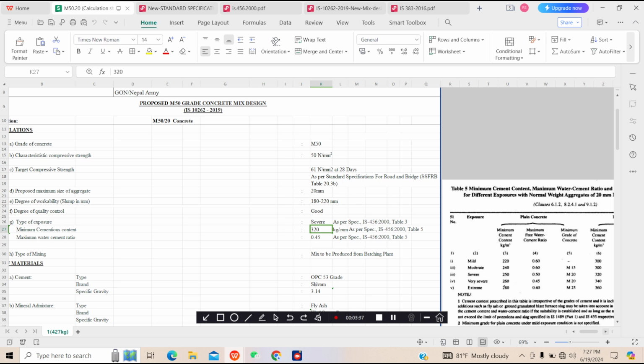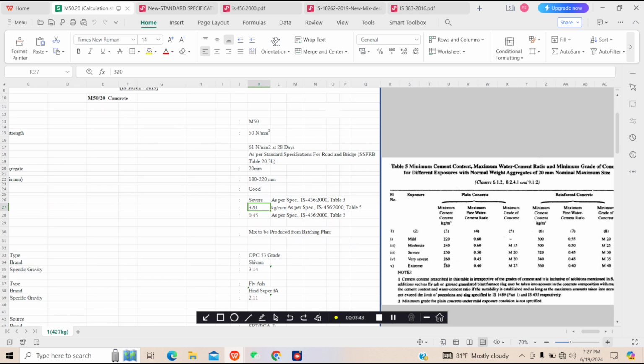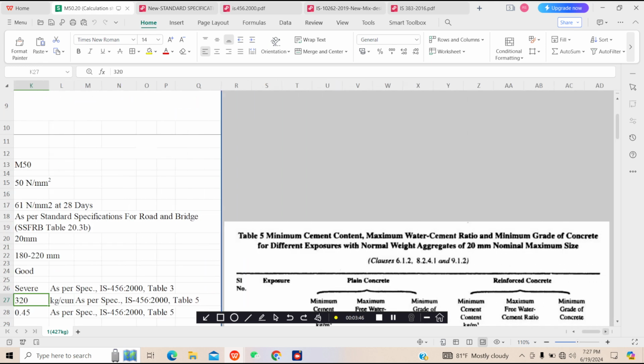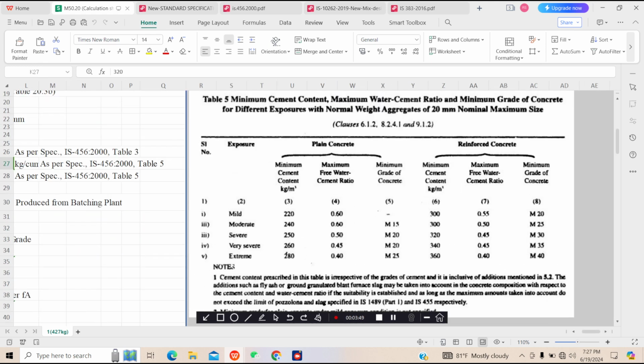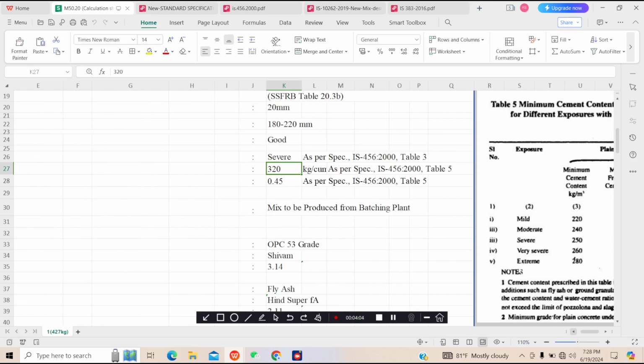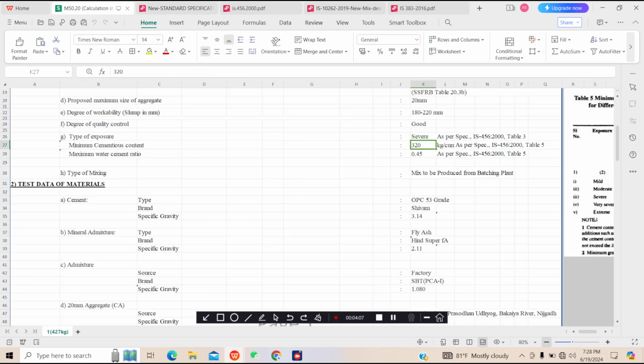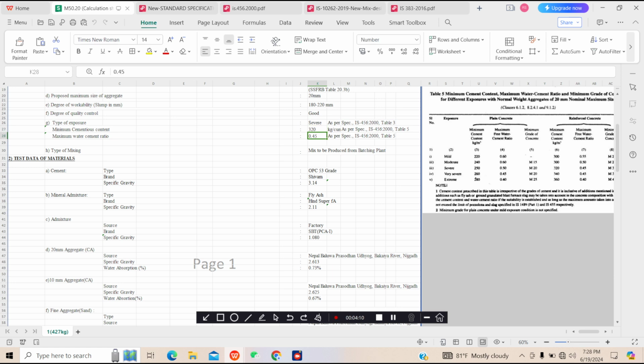So here we have taken the severe, and for the severe exposure condition, the minimum cement content we can see in table 5. Here I have taken the snapshot of the table. Yeah, here we can see for the severe exposure condition, for RCC concrete, the minimum cement content is 320 kg, and the maximum water cement ratio is 0.45. So from this table we have taken this 320 and 0.45. The type of mixing, the concrete we are producing is from the batching plant, so I have written here the batching plant.